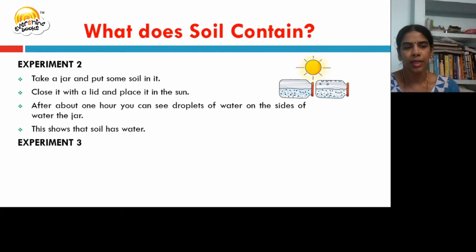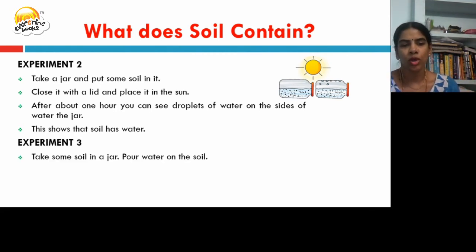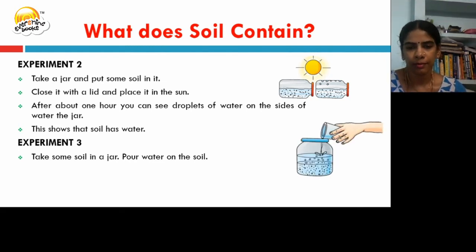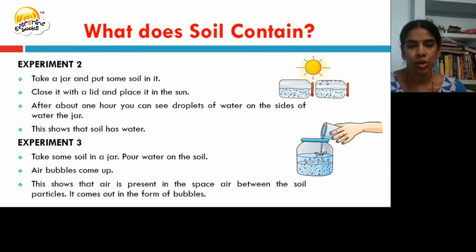Let us perform another experiment. Take some soil in a jar. Pour water on the soil. Air bubbles come up. This shows that air is present in the space between the soil particles. It comes out in the form of bubbles. So, we can confirm from these experiments that soil contains water and soil contains air.